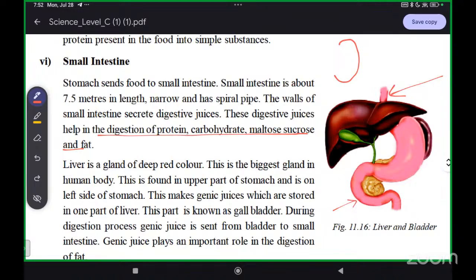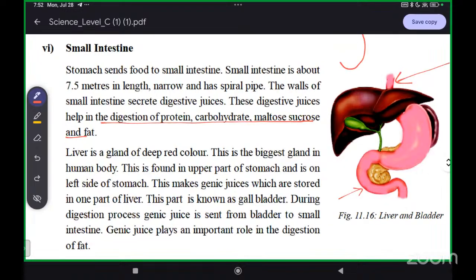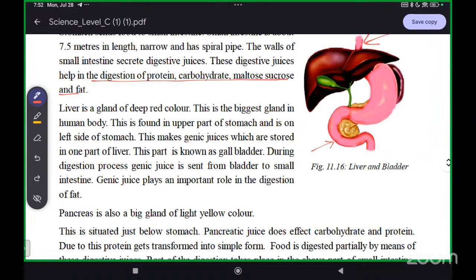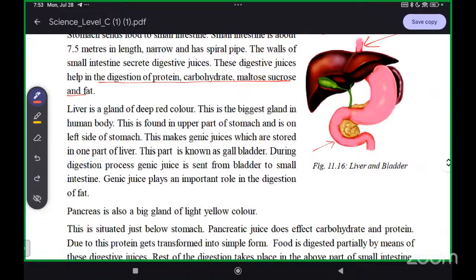Now, the liver is a gland of deep red color. This is the biggest gland in the human body. It is found in the upper part of the stomach, on the left side of the stomach. This is our liver, present on the upper side of the stomach.